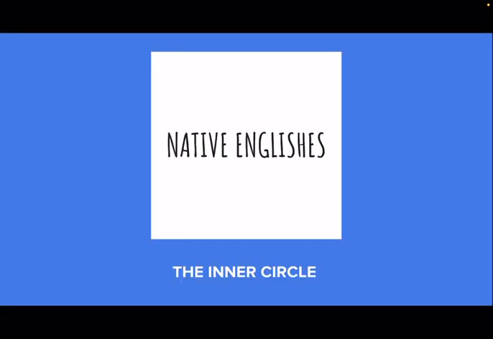Okay, we're going to look at native Englishes now. So we're looking at the inner circle. If we're thinking about Kachru circles, we're looking at the inner one.